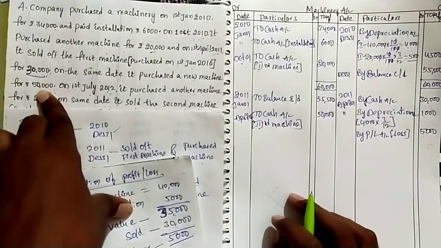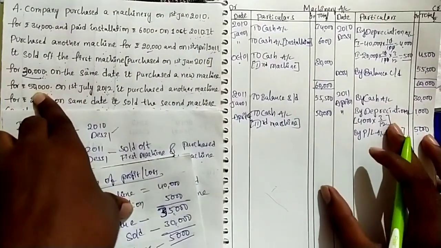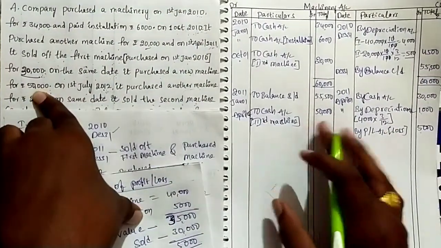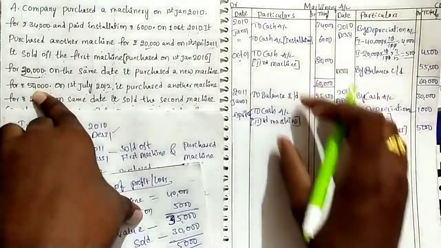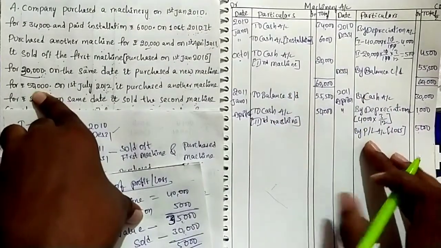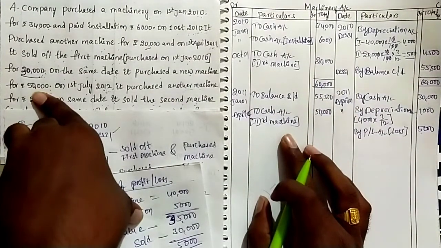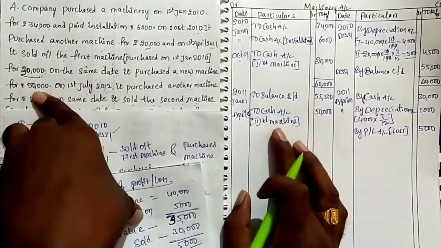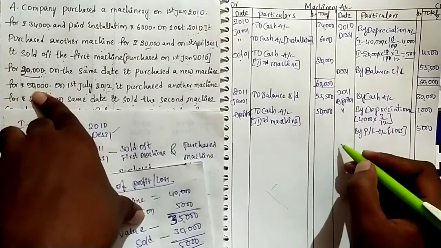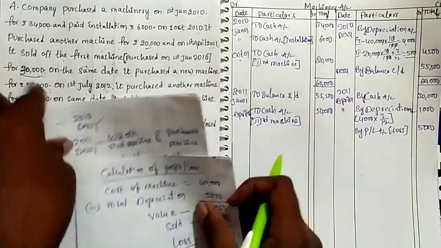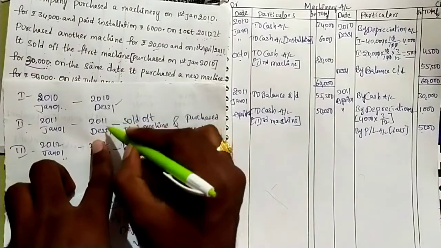Okay, so we provided depreciation only for the first machine. So one machine sold out, remaining 2 machines will continue in the business, that is the second machine and third machine. So we have to provide depreciation for the second machine as well as third machine. See this, end of the second year. What is the end of the second year?